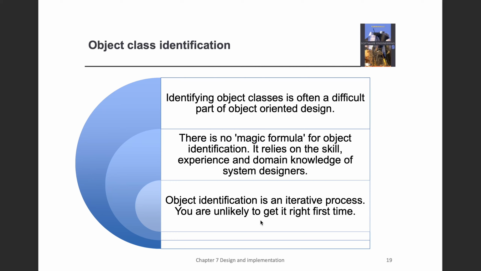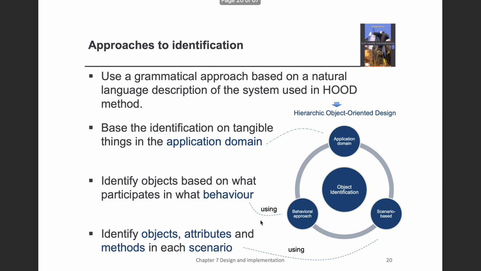And that leads to the point that object identification is an iterative process. It's not likely that you'll get it right the first time. So if you do it the first time and then iterate through again, you'll be able to see the gaps in it, and you'll be able to fill them as you go forward.